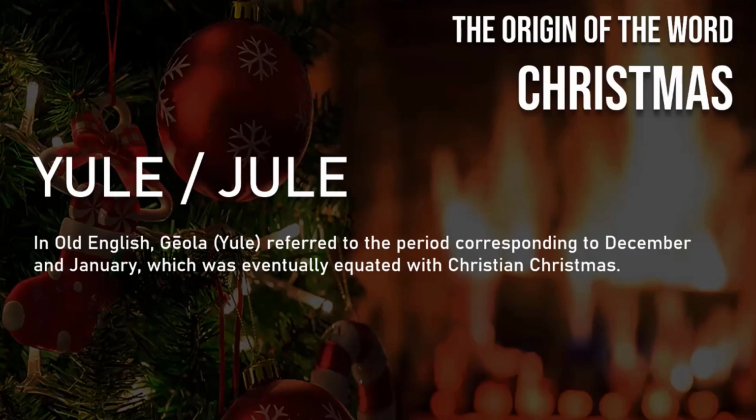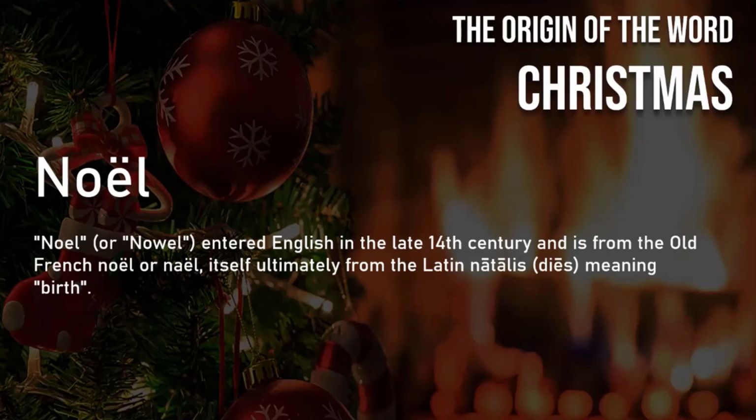Yule or Jule. In Old English, Gyula or Yule referred to the period corresponding to December and January, which was eventually equated with Christian Christmas. Noel. Noel entered English in the late 14th century and is from the Old French noel or nael, itself ultimately from the Latin natalis dies, meaning birth. So of course, when we talk about the nativity, it is coming from the Latin word natalis. And so Noel is coming from natalis. So this is all based on the concept of the birth of Christ.